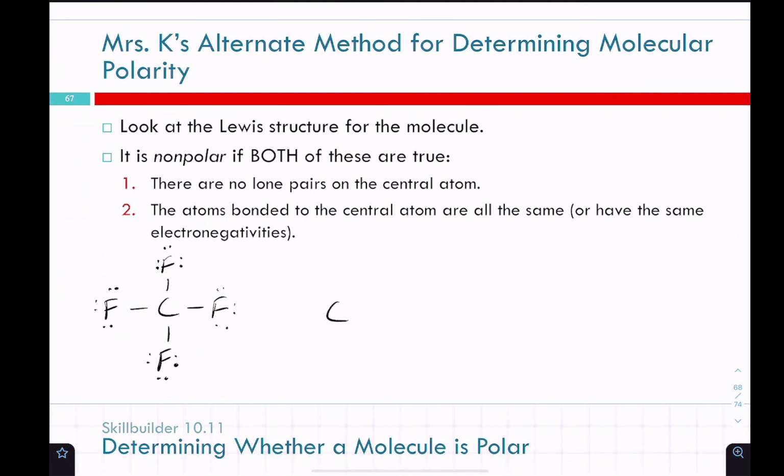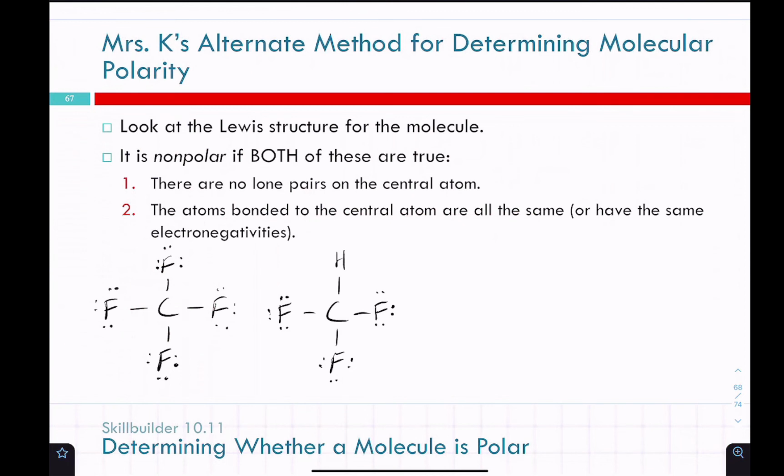If I change one of these to hydrogen, now, are there any lone pairs on the central atom? No. Sorry. Lone pairs on the central atom is what matters here. Are all of the atoms bound to the central atom, do they have the same electronegativity? No. So this is polar. Because it can only be polar or nonpolar.